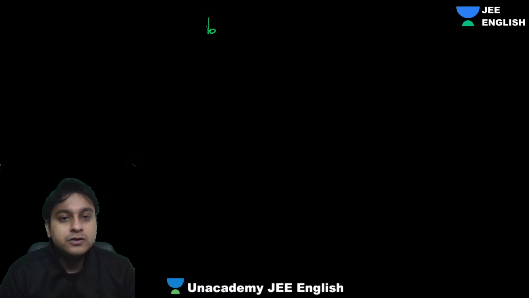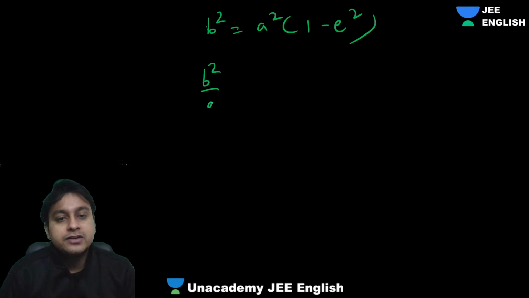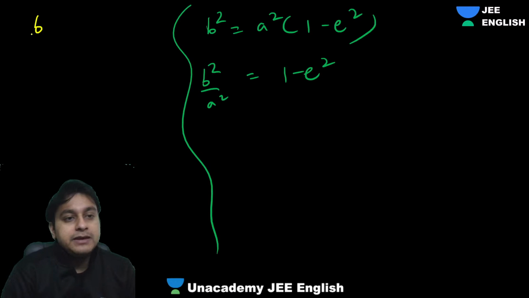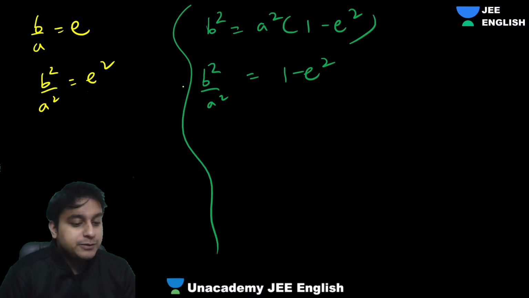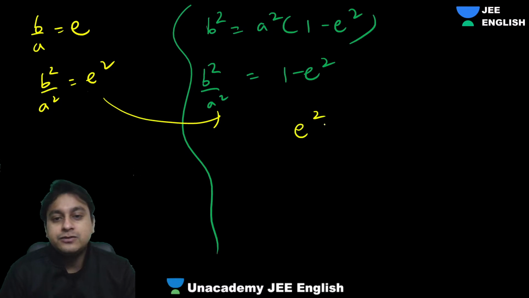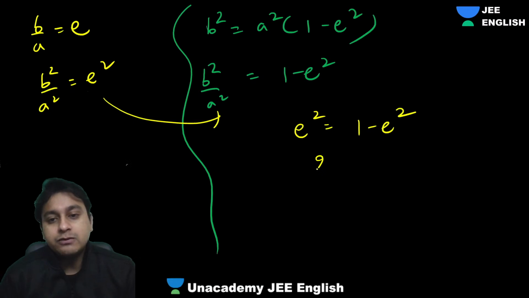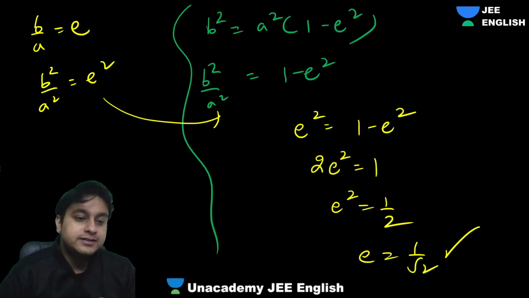How? Because we know that b squared equals a squared into 1 minus e squared. So b squared by a squared equals 1 minus e squared. Already we have one equation with us: b by a is e. So b squared by a squared will also be e squared. So why don't we put this value over here? You will get e squared equals 1 minus e squared. Isn't it, everyone? Absolutely. So we'll get 2e squared equals 1, e squared equals half, e equals 1 by root 2. That is it.